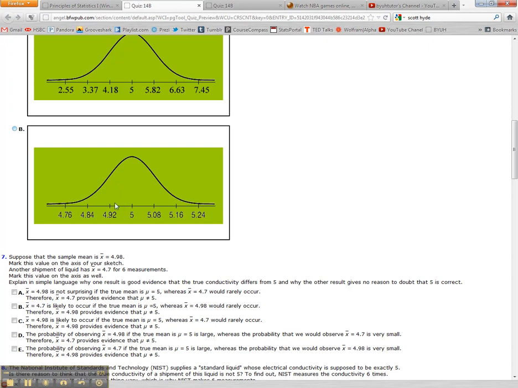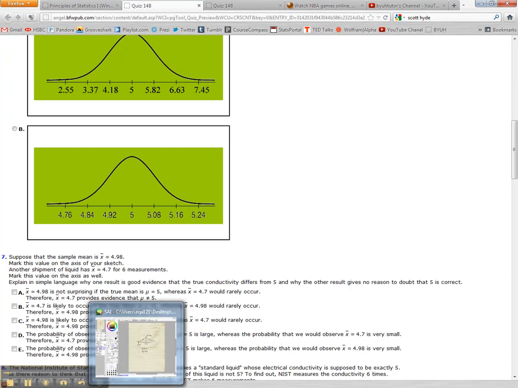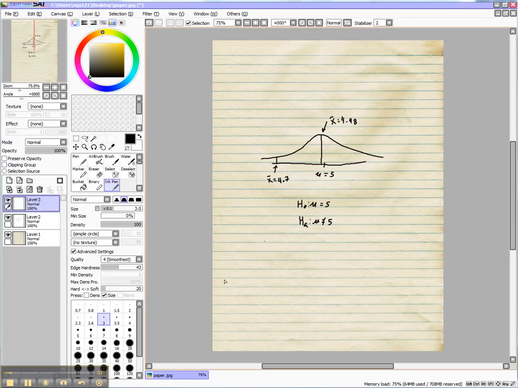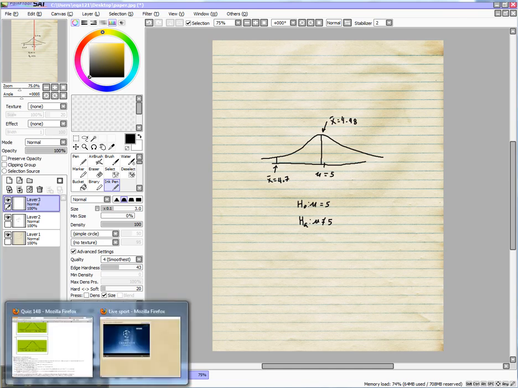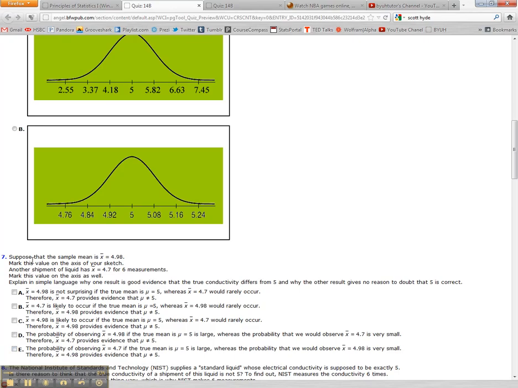So what I've done is I took this figure and I drew it out on my own right here. It's not as nice, but I think it'll do. So let's read number 7. It says, suppose that the sample mean x bar is equal to 4.98. Mark this value on the axis of your sketch.